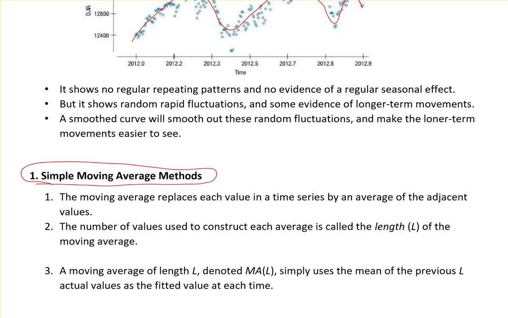All right, so what is the simple moving average method? Sometimes we just shorten it to moving average method. The moving average replaces each value in the time series by the average of adjacent values. The number of values used to construct each average is called the length L of the moving average. A moving average of length L, denoted MA of L, simply uses the mean of the previous L actual values as the fitted value at each time.